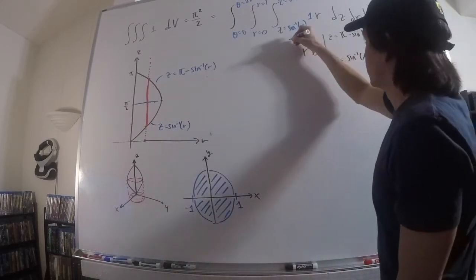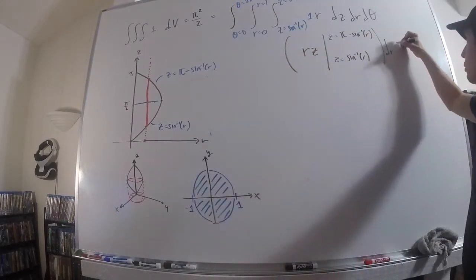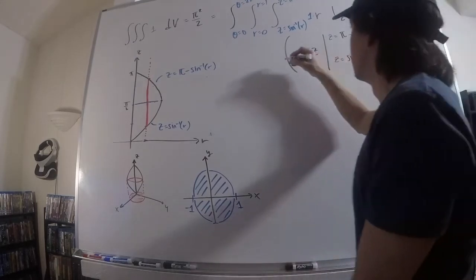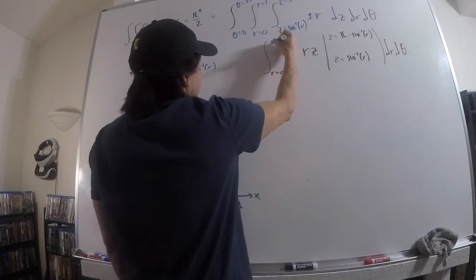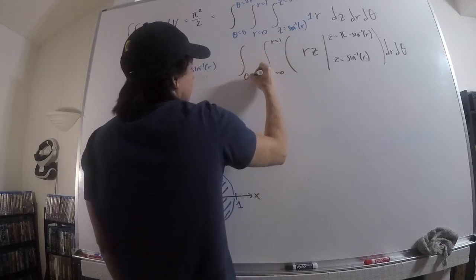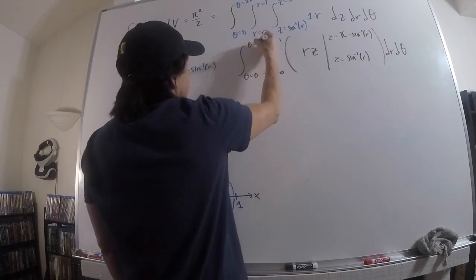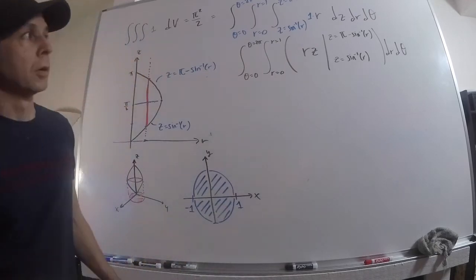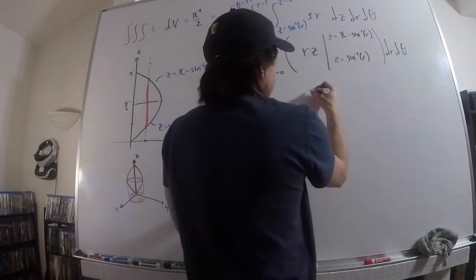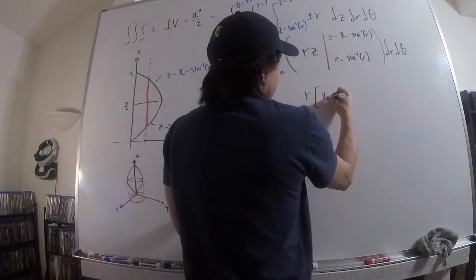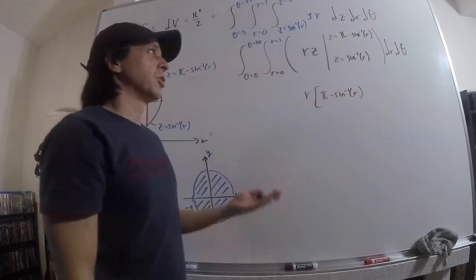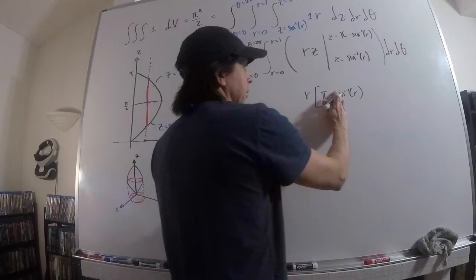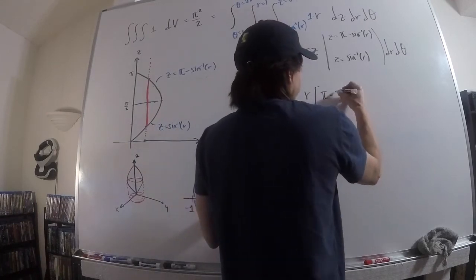Then we'll be taking that result and integrating with r d theta. Alright, so I'm going to plug in for z. It's going to be r times pi minus sine inverse of r minus another sine inverse of r. I'm going to skip a step here. It's going to be minus 2 sine inverse of r.